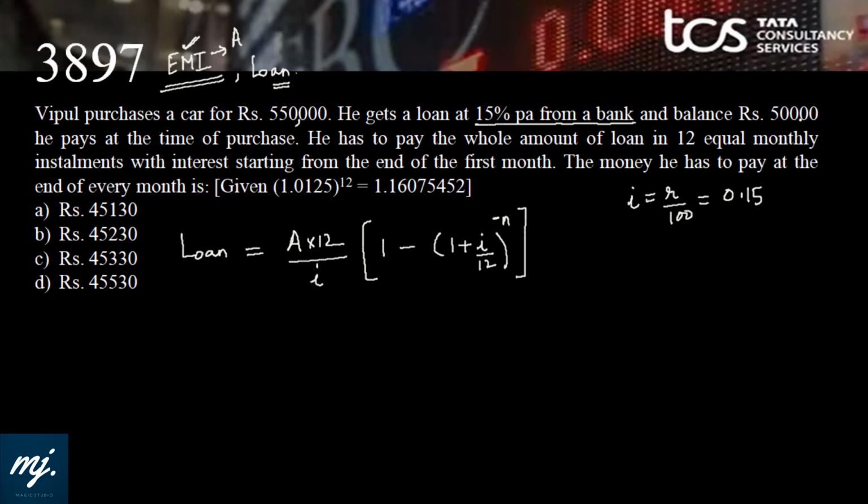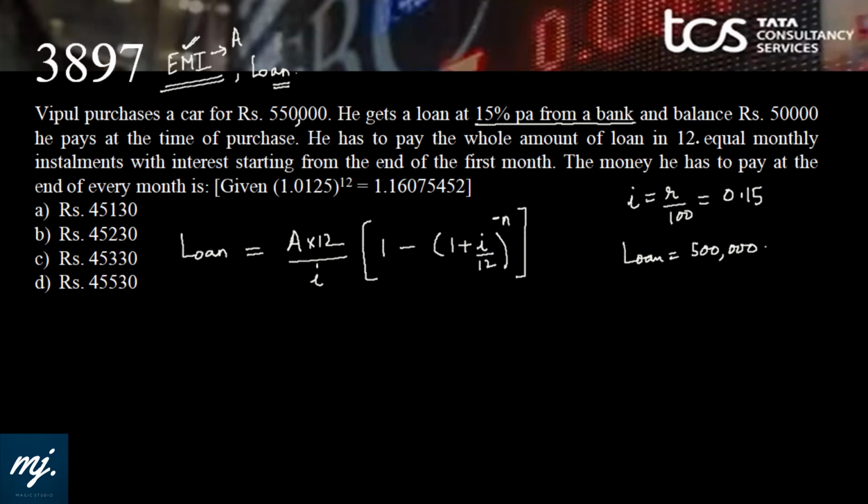And the balance rupees 50,000 he pays at the time of purchase. So the car is of 5,50,000, he gets a loan, and the balance 50,000 which he is not getting as a loan, he is paying from his pocket. That means the loan amount is 5,50,000 minus 50,000, that is 5 lakh. Loan is taken for rupees 5 lakh.